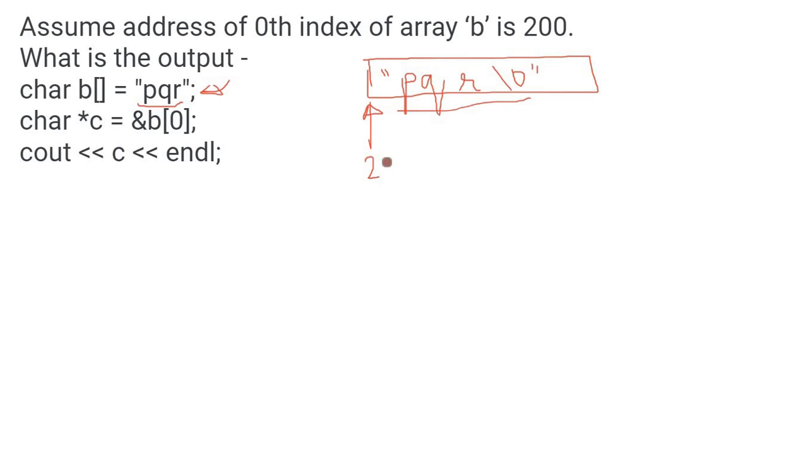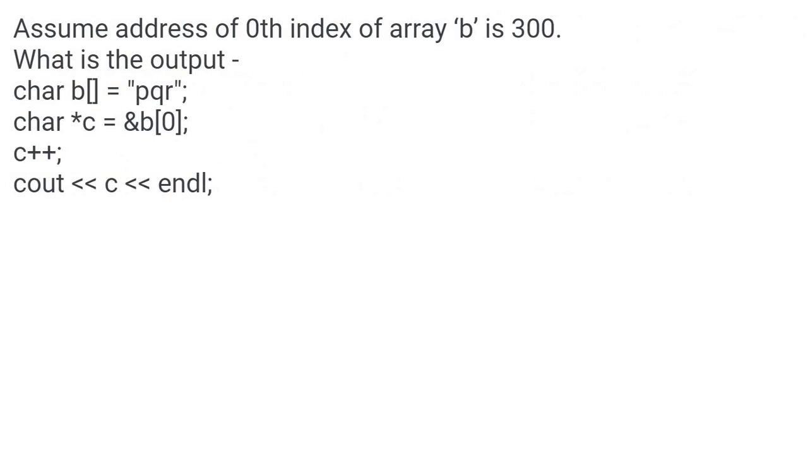The starting address is 200 for the array. So this is the 200 address, the starting address. Now we have a character pointer which is pointing towards the start of the array. So this is C. On doing cout C, we know that the implementation of cout for character pointers is different. It will keep on printing values until it reaches \0. Thus it will print PQR. So this will be the output.